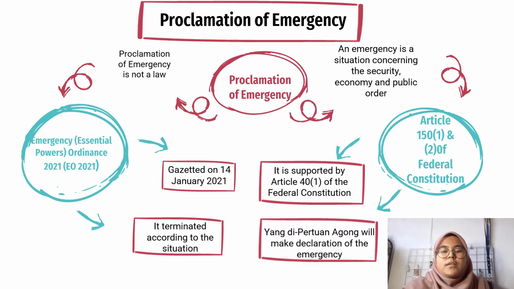According to the argument, the Yang di-Pertuan Agong has no choice but to accept the advice because of Article 40 Clause 1 and Article 40 Clause 1A. Any decision made by the Yang di-Pertuan Agong to declare an emergency against his Prime Minister's advice will be a rare and unprecedented act, contrary to constitutional monarchy traditions.